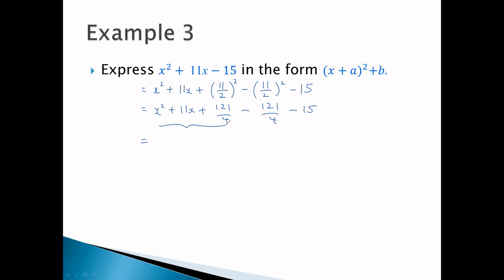So 121 over 4, minus 11 over 2. So I must switch the sign. I get plus 11 over 2 squared. And then this one, I just add these two together. Minus 121 over 4 minus 15. Get minus 181 over 4.